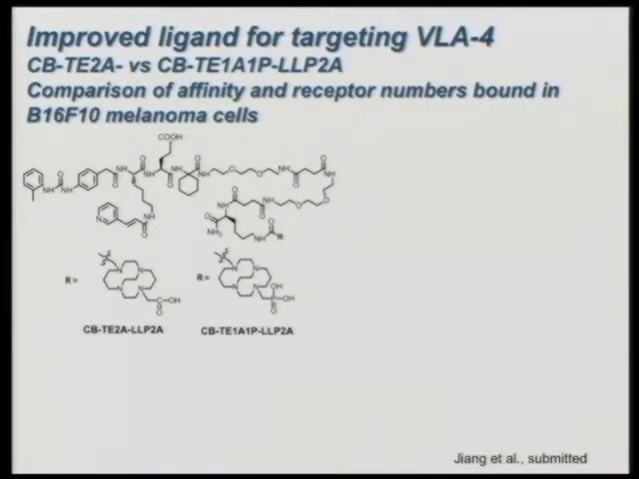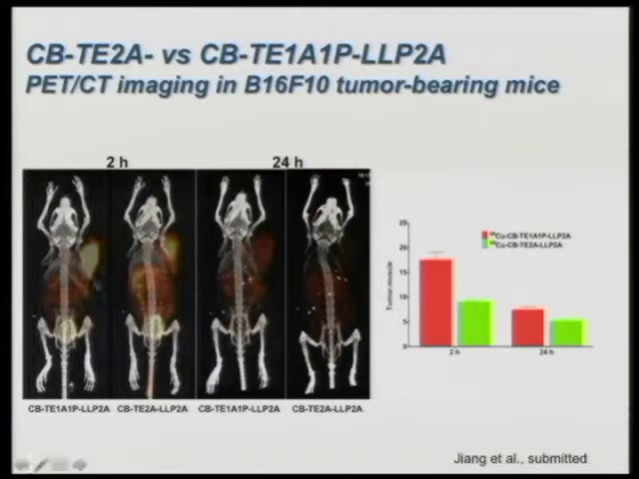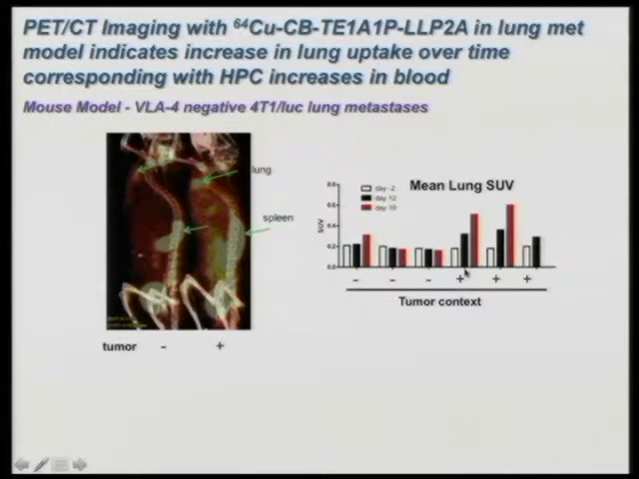Now, again, that wasn't the best compound. Our SUVs were pretty low on that. We've improved the compound just by changing the chelator. It turns out that we're actually hitting more receptors, although the affinity is unchanged. We're getting more receptors with this new ligand. Don't ask me why on that, but it seems to work. And we're getting higher uptake in our B16 model. So we've done some preliminary imaging.